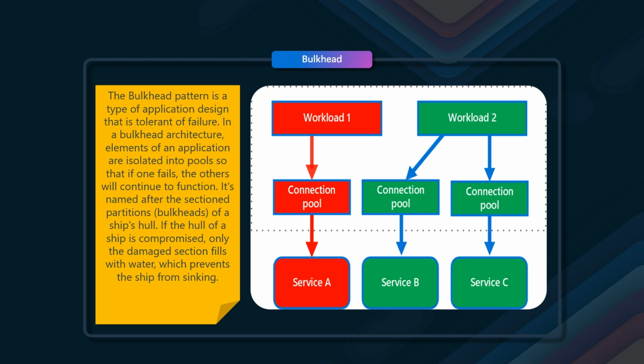The bulkhead pattern and deployment stamp pattern are both architectural patterns used to improve the resiliency and scalability of applications, but they address different concerns and are implemented in different ways. For example, the deployment stamp pattern isolates entire instances of applications, each with its own services. The bulkhead pattern isolates different components or services within the same application or system and is primarily focused on fault isolation and resource management within a single deployment. These two patterns can work together for a highly resilient solution.